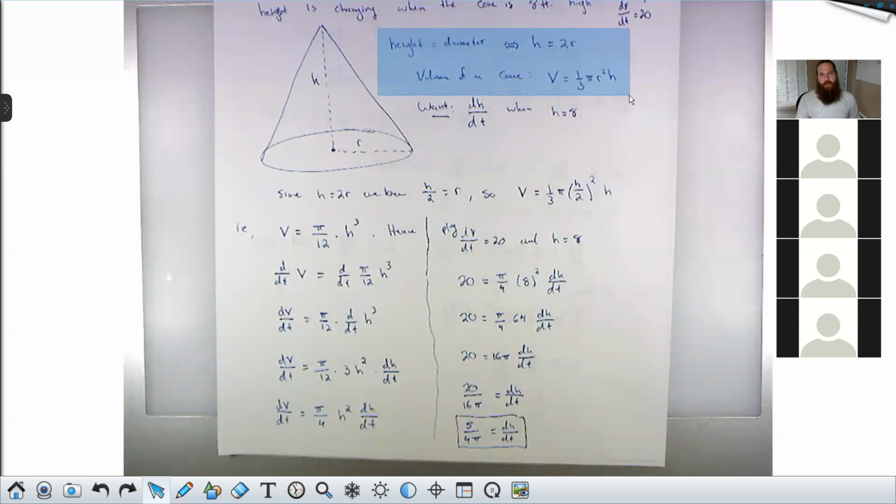Since the height is equal to the diameter, h is equal to 2r. Remember, diameter is always twice the radius. So 2r is the diameter. So h equals 2r. And the volume of a cone we know is 1/3 pi r squared times h. The way I remember this is that pi r squared, that's the area of a circle. That's the circle at the base. And so you multiply by 1/3 h to get the volume of the cone.